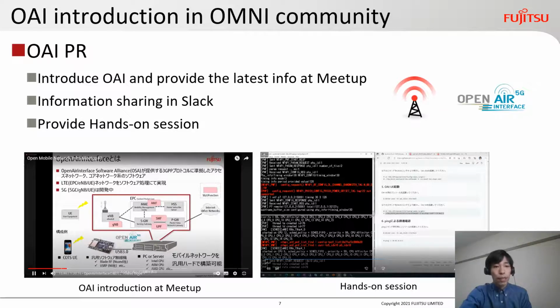The response sounded quite good, I think. They requested us to provide more OAI 5G information. So I believe their expectation is very high.